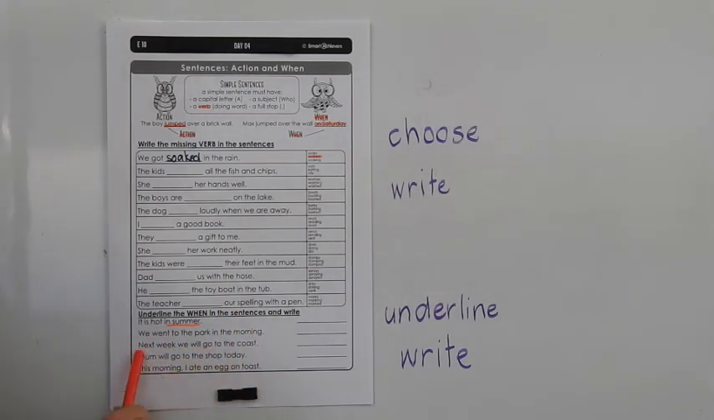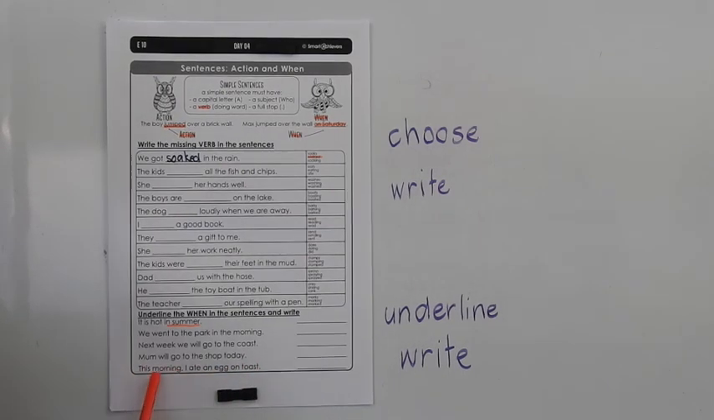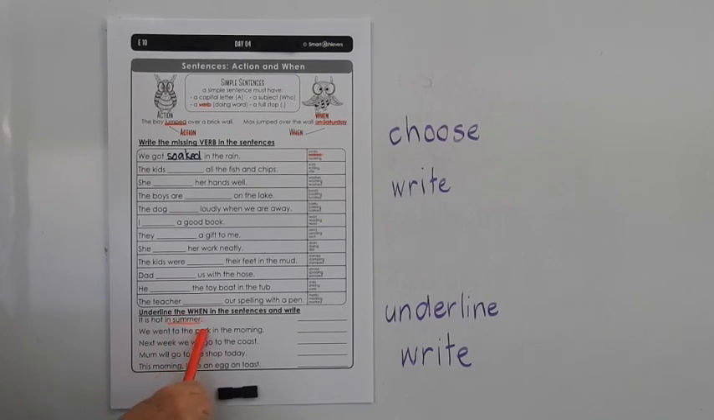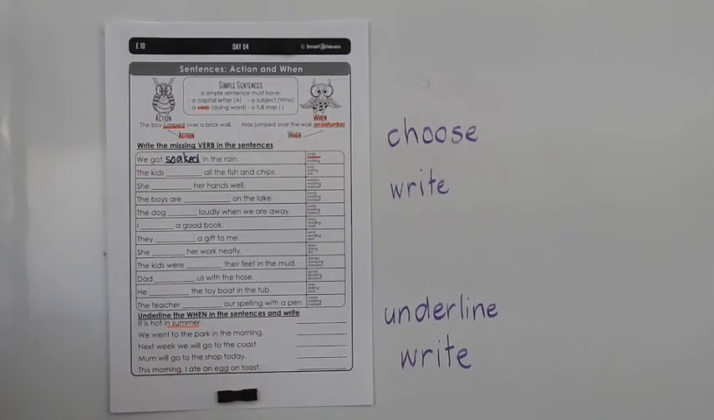Next week we will go to the coast. When will we go to the coast? Next week. Mum will go to the shop today. When will she go to the shop? Today. This morning I ate an egg on toast. When did I eat an egg on toast? This morning. So you have to underline the when in each sentence and write it there. Off you go.